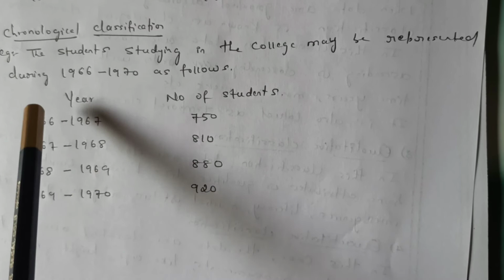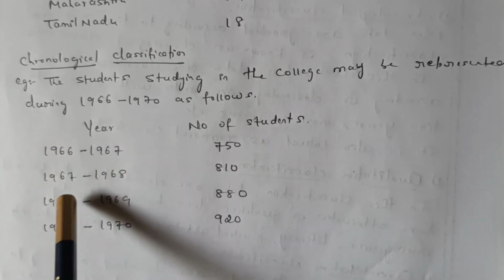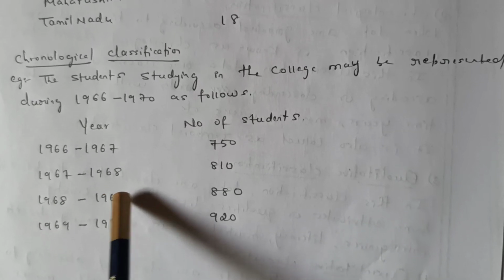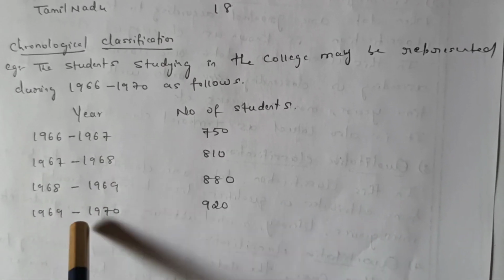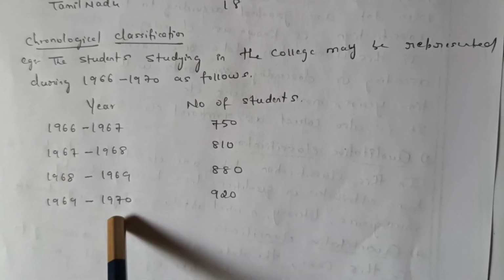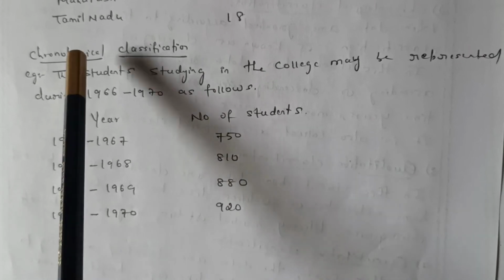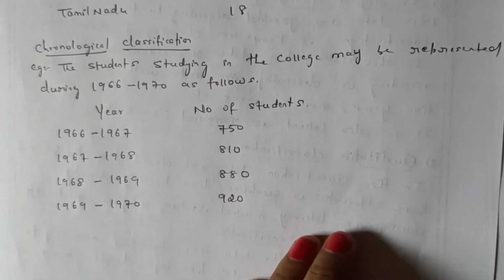So in an ascending order you can see here from 66 to 67, 67 to 68, 68 to 69, 69 to 70. So this is in order. You may arrange it in ascending order or it can be in descending order. So chronological classification is based on the time.